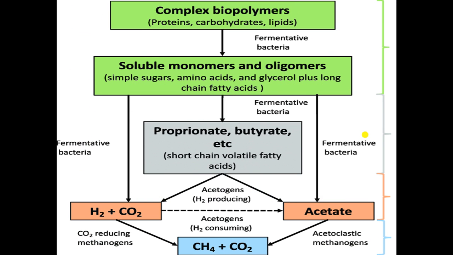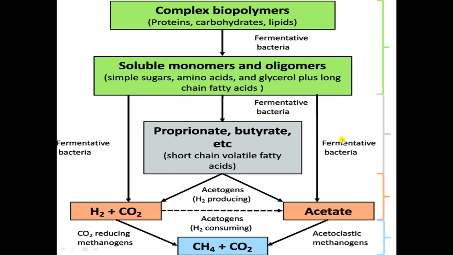So this is the flowchart of the process of biogas generation. This is our waste: protein, carbohydrate and lipid, and the whole process is fermentation. After hydrolysis, it is converted into simple sugar, and even during hydrolysis some bacteria will act on it, and then it goes to the anaerobic digestion chamber.